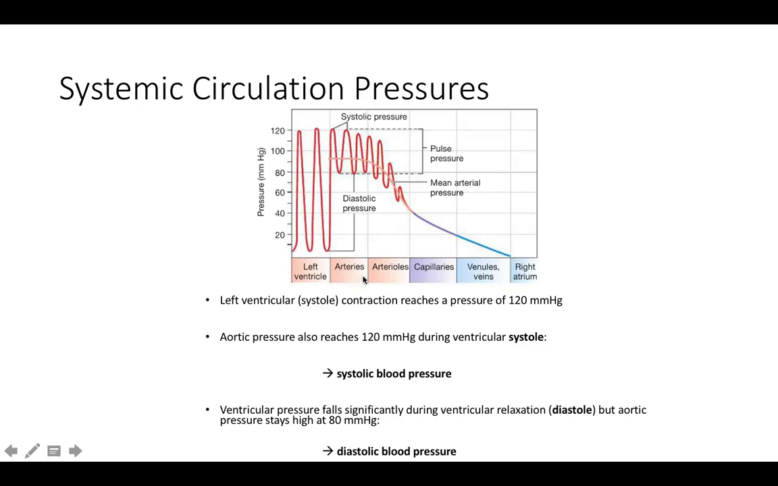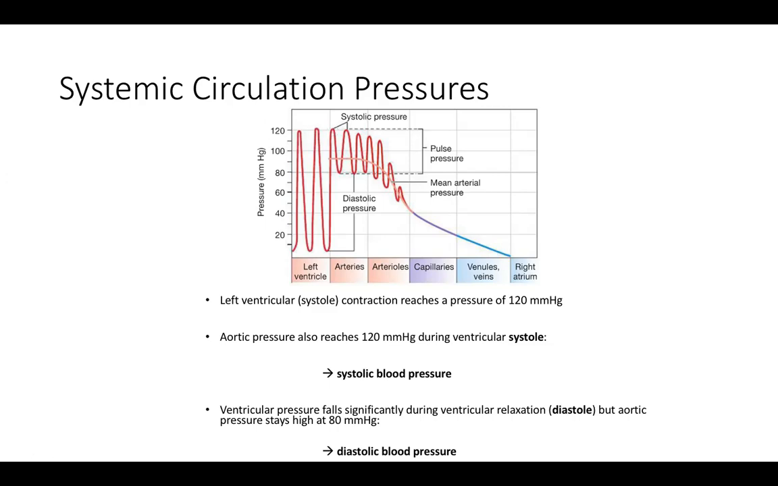If we move to the artery side of things, during ventricular contraction, blood is ejected into the artery. And that pressure of the blood in there is the same as that top pressure in the left ventricle. So during systole, your pressure in your artery reaches a certain level. And in this diagram, that is 120 millimeters. Because it's during systole, we refer to that as the systolic blood pressure.